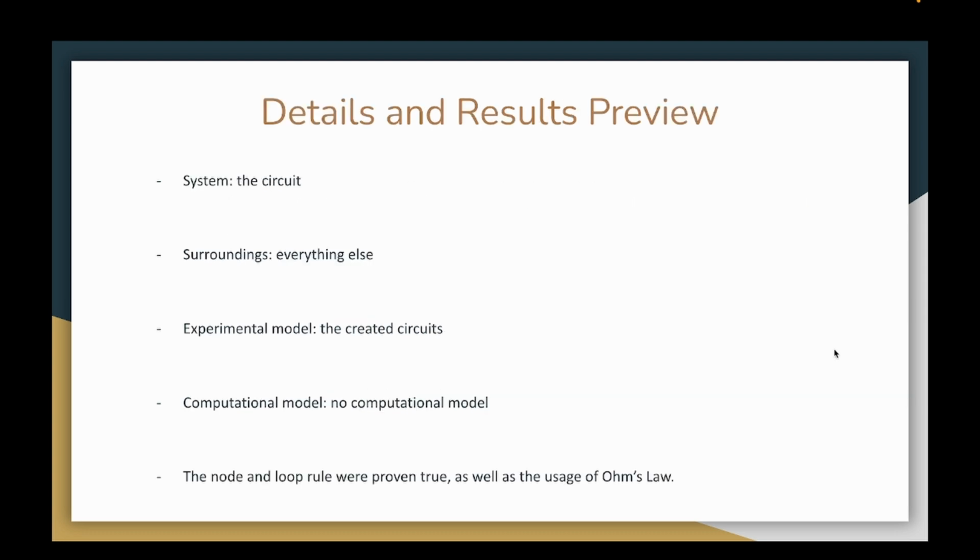So, some details and results preview before we get started. The system is the circuit, the surroundings is everything else, and the experimental model is the created circuits in the experiment. There is no computational model in this lab, and the node and loop rule were proven true, as well as the usage of Ohm's law, as a quick preview of the results.